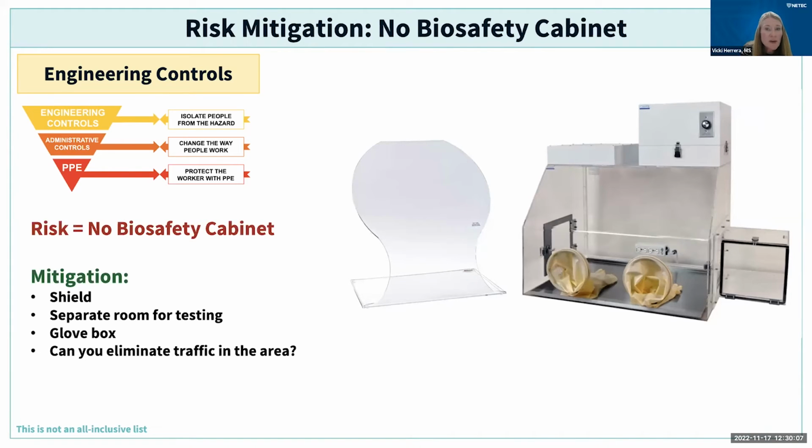So what if you don't have a biosafety cabinet? How could you mitigate risks, again, if you need to open a tube or if you have to use a point of care device? Could you use a shield, for example? How about just separating a room for your testing, having a separate room, eliminating traffic in that area? Would you have access to a class 3 glove box? Again, different things that you can think through carefully that you could utilize in your lab. Next slide, please.